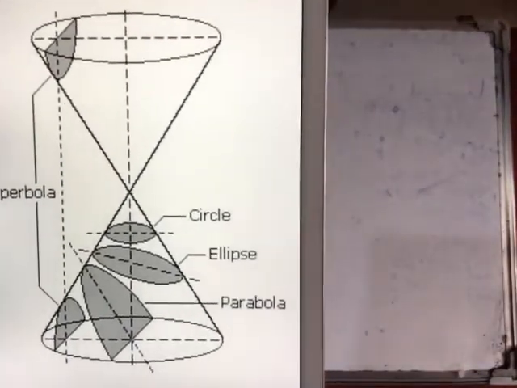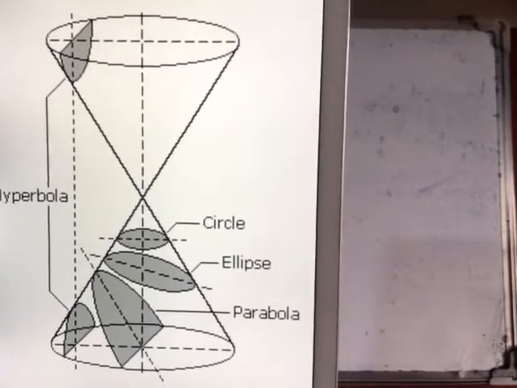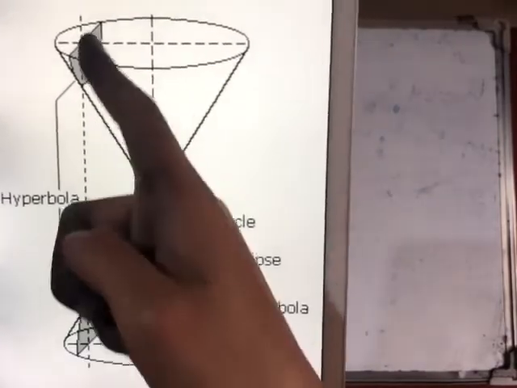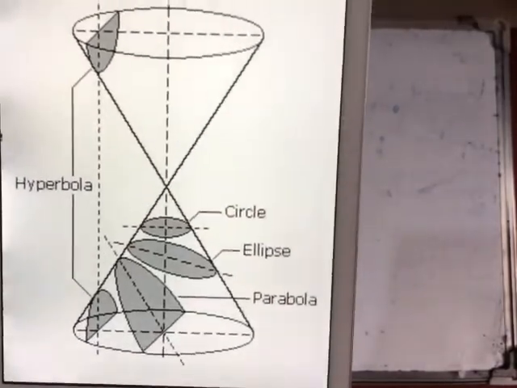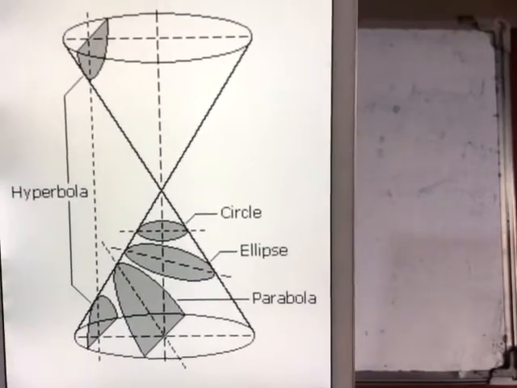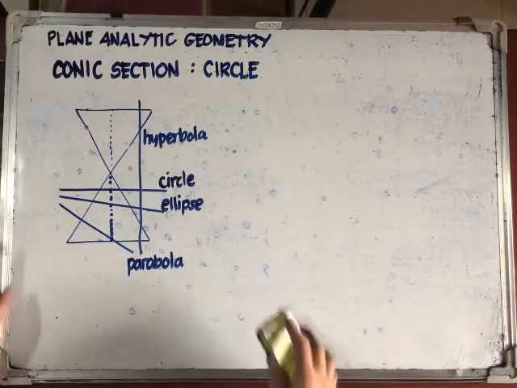So, we have a 3D cone na magpapass through ka ng plane sa kanya. You have a circle, an ellipse, a parabola, and a hyperbola here. Kaya siya tinawag na conic section. Sections of a cone. So, the first thing that we need to discuss for today is our circle. And this is one of the very famous and the easiest to understand na conic section.